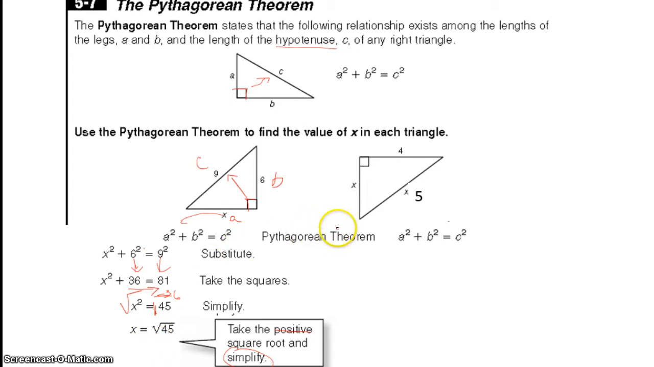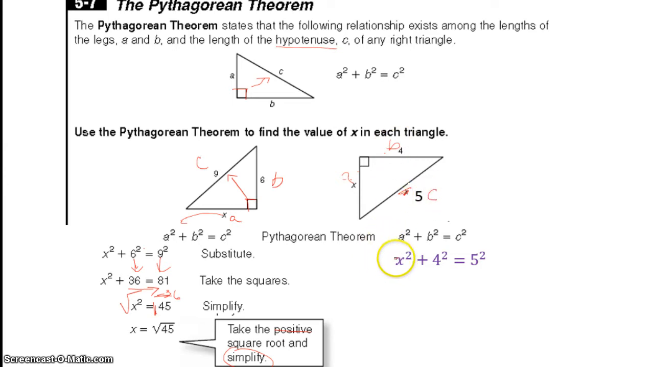Let's take a look at our second triangle over here. I'm going to cross that x out because really the length of this side is 5. So let's see what we have. I'm going to focus on that right angle here. That right angle is made up of these two sides. So now we can say that this is our A, this is our B, and this is our C, which is our hypotenuse.